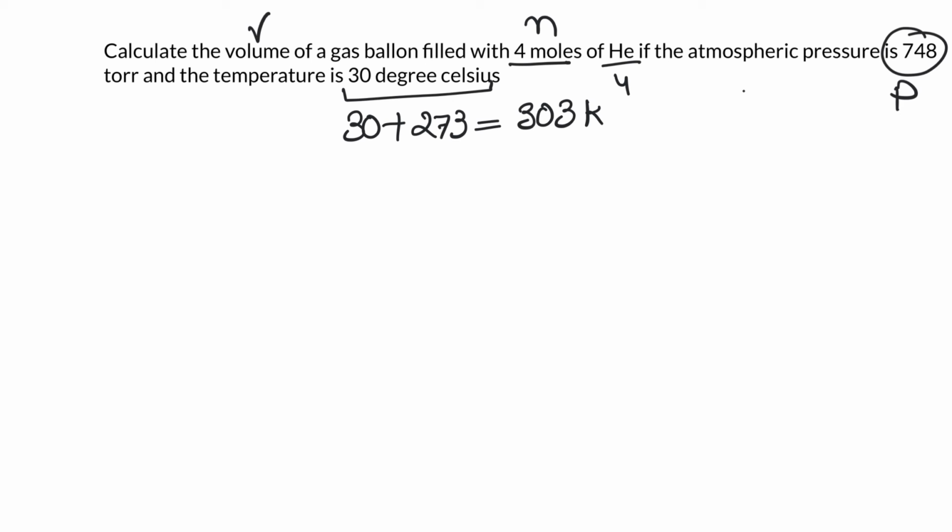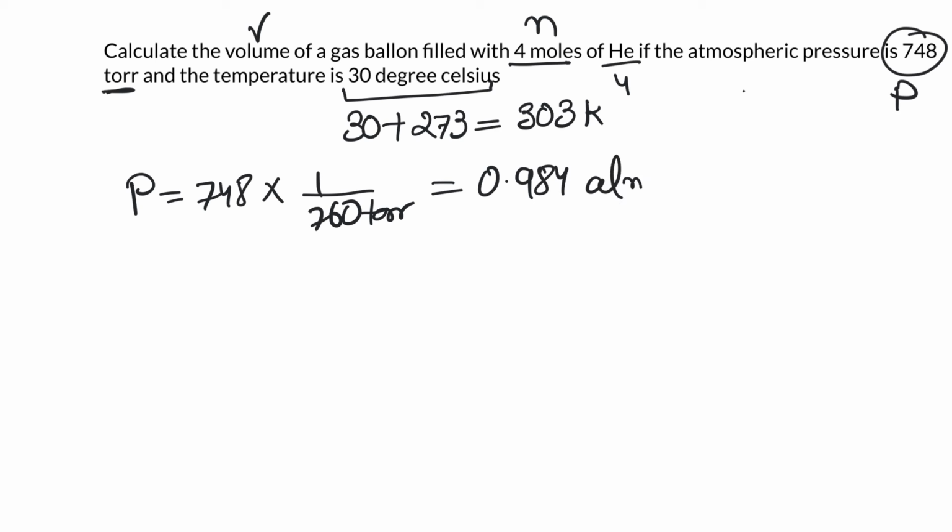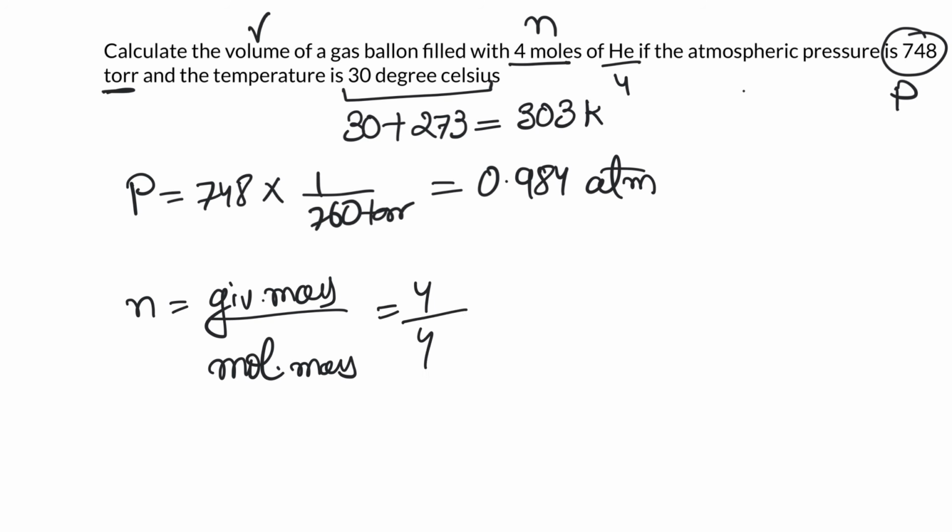So, you have to again use the same equation. But again there is a slight issue, the pressure is given in torr. That means you must convert it into atm, atmospheric pressure, so that you can use it. So, first let us do that. P equals 748 times 1 by 760, because 1 atmospheric pressure has 760 torr, right. So, this comes to be about 0.984 atm. Now, we have n, that is okay, given mass by molecular mass. So, that is 4 upon 4 equals 1.